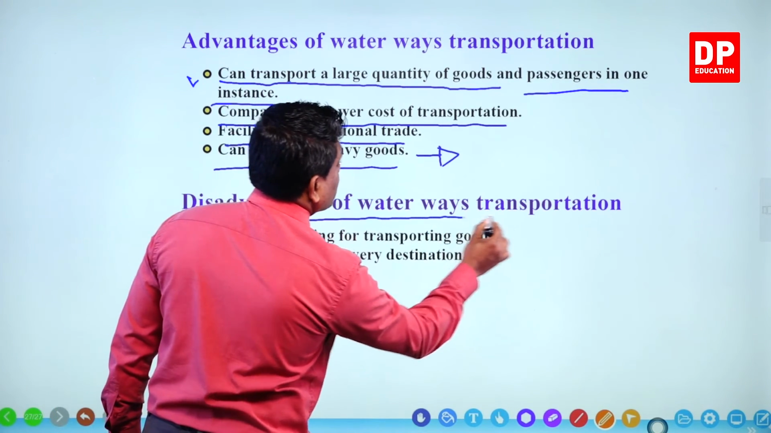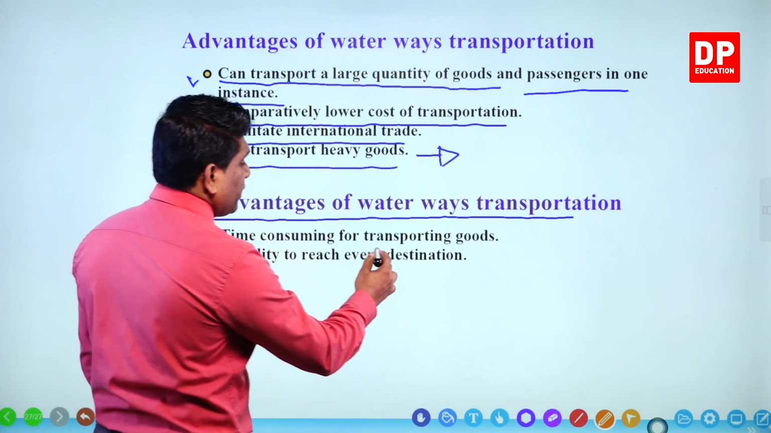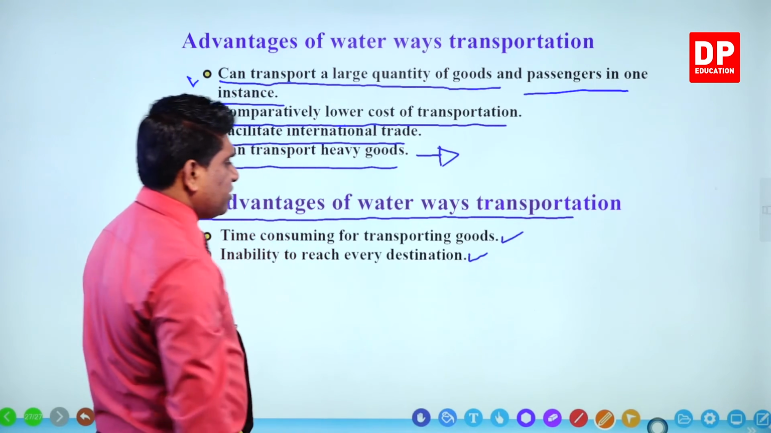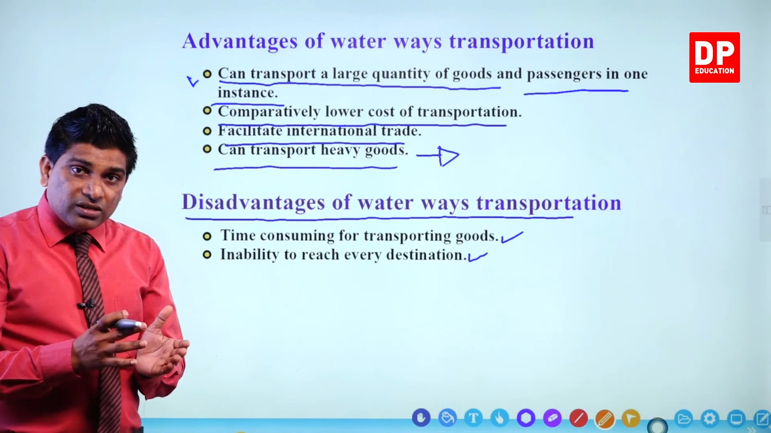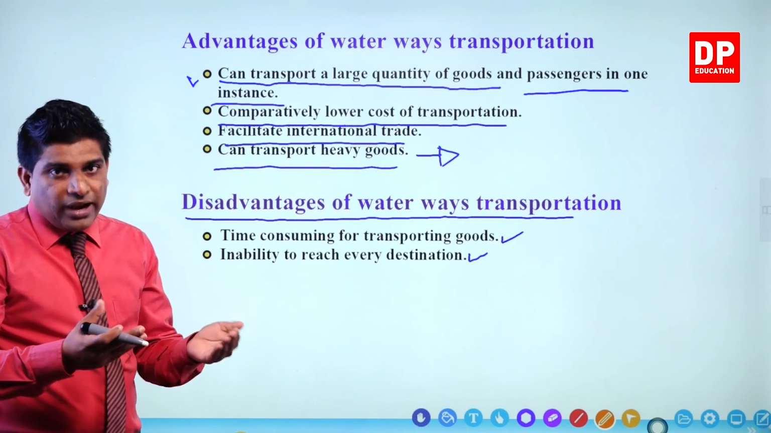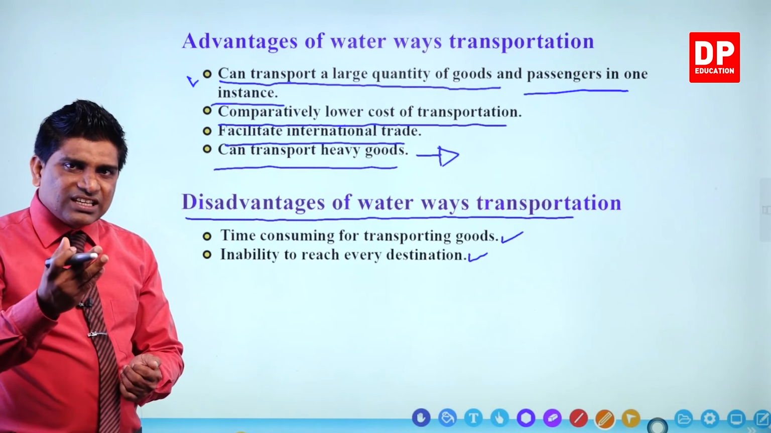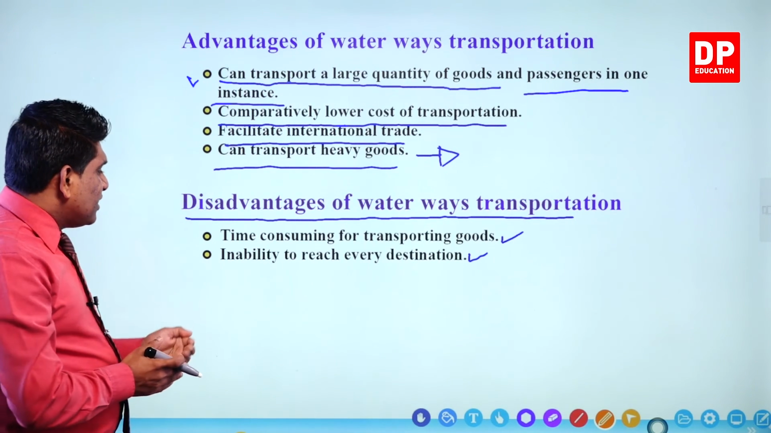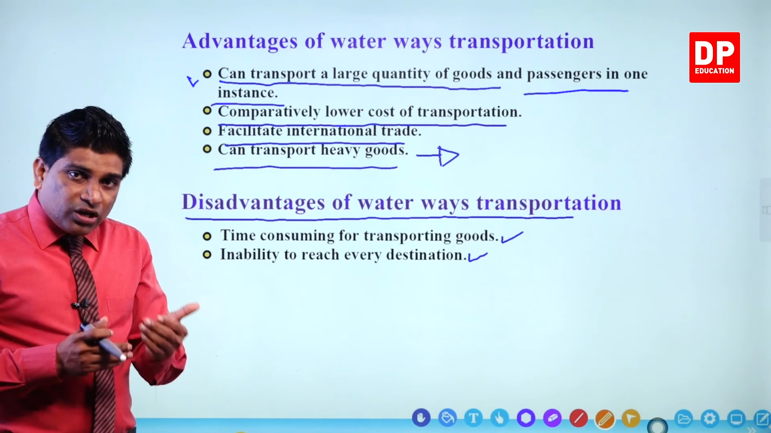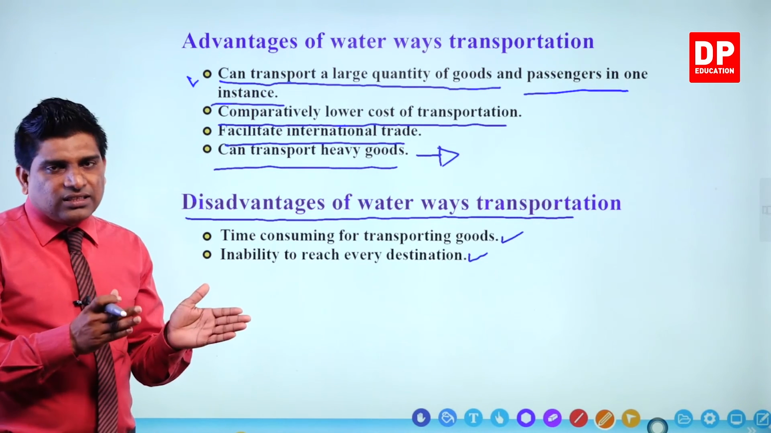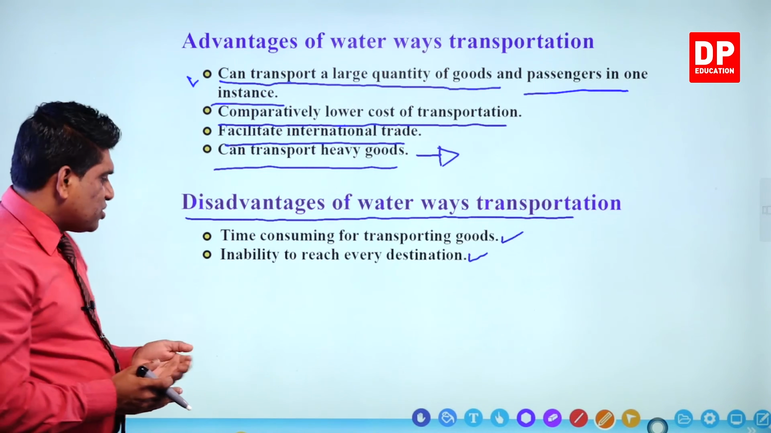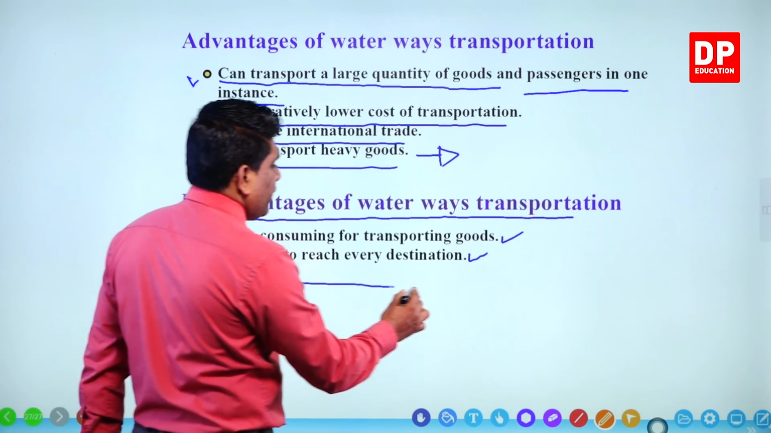Disadvantages of waterways transportation. Time consuming for transportation of goods. Inability to reach every destination, right? Remember, time consuming. It takes a long time to transport goods and passengers to the destination. It is a disadvantage here, right? Inability to reach every destination, right? After using waterways transportation, you have to get another transport way to end your journey. So that's why it is mentioned here, inability to reach every destination.